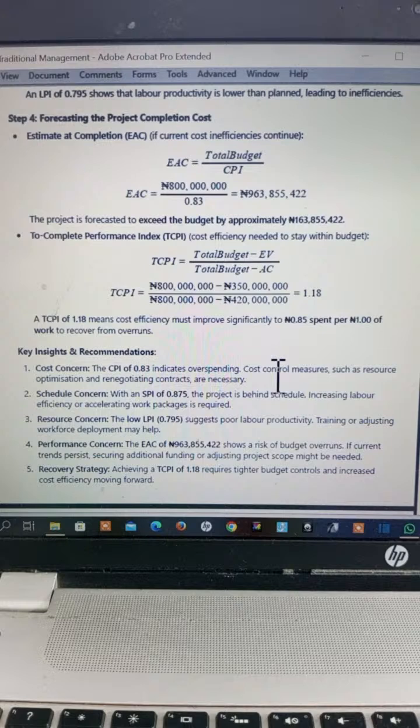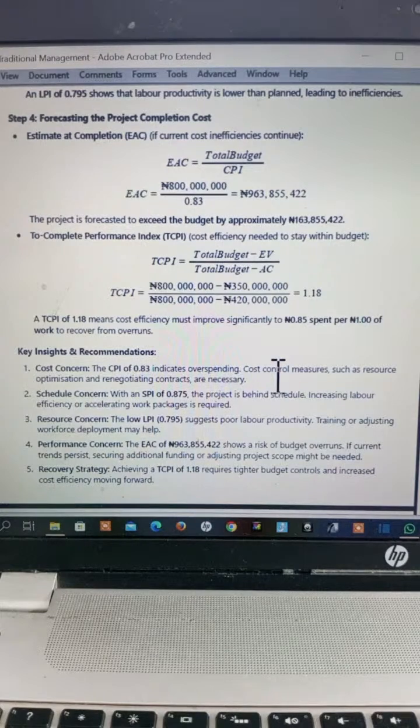So the to complete performance index, TCPI, will require that you subtract the end value from the total budget, and you divide it by subtracting the actual cost from the total budget. In this case, the total budget is 800 million and the end value is 350. If you subtract that, what would you have? 450, right? So you'll be having 450 minus what? 380. You get 450 divided by 380 million, which will give you 1.18.